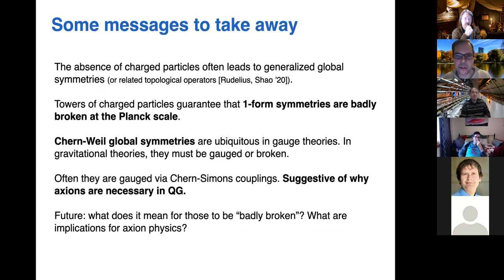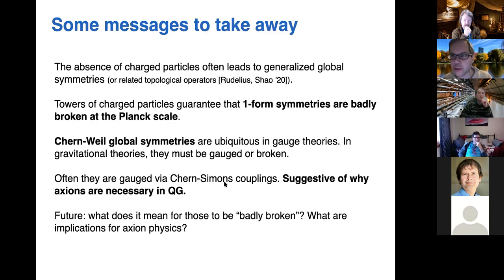Okay, so just to conclude, there's this idea that if we didn't have particles of different charges, we would sometimes have leftover generalized global symmetries. It seems like towers of particles guarantee not just that those symmetries are absent, but that they're badly broken at the Planck scale. But then we also have these additional symmetries that come from currents that are higher copies of the field strength, multiples of different field strengths. And as far as we can tell, they are always gauged or broken, so they're never true symmetries in gravitational theories. And lots of the ingredients we see in string theory, like Chern-Simons terms and axions, seem like they might be doing this job for us.